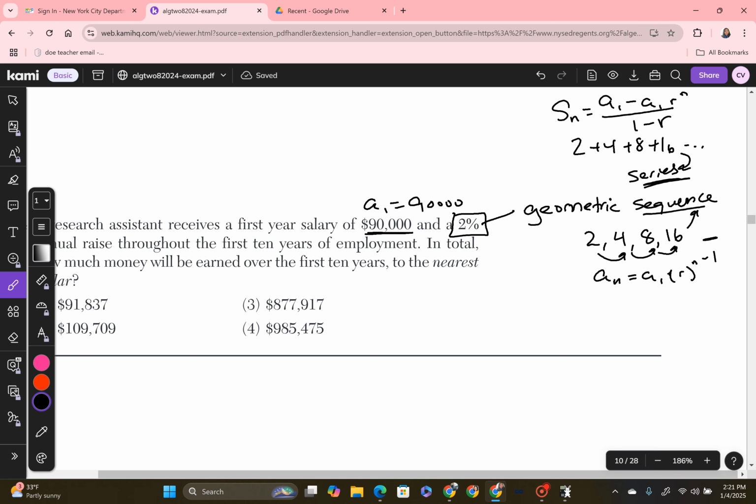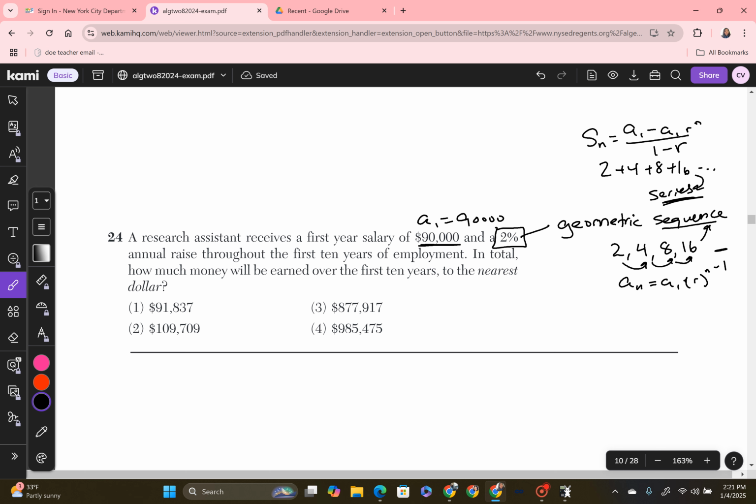So let's see what this is asking us for. Through the first 10 years in total, do you see this? So we know automatically right now we're going to be using this formula. So Sn is equal to A1 minus A1R. I usually have you put it in parentheses to the n power all over 1 minus R.